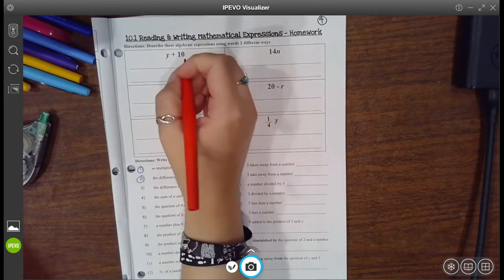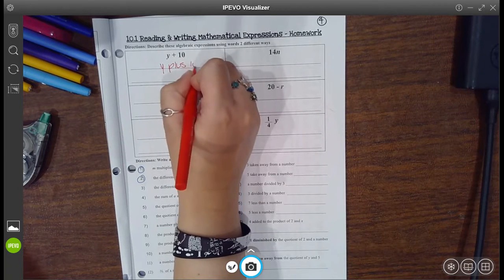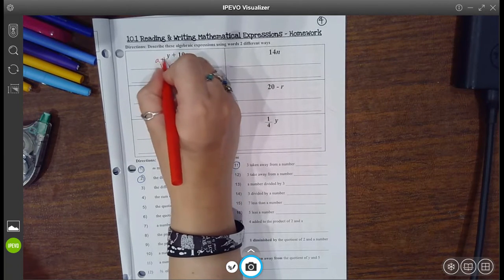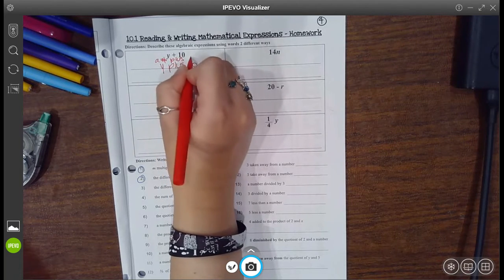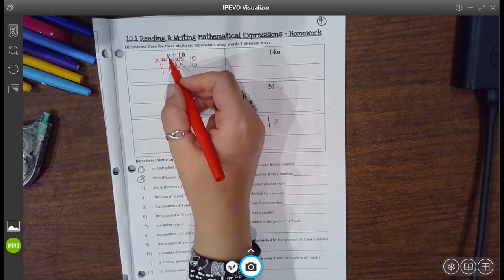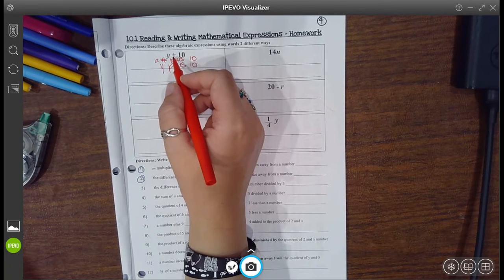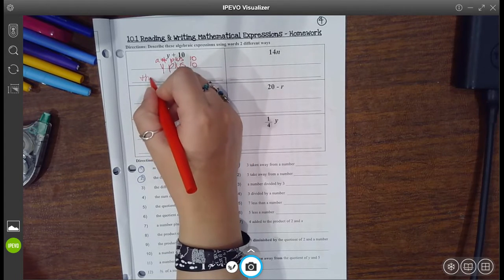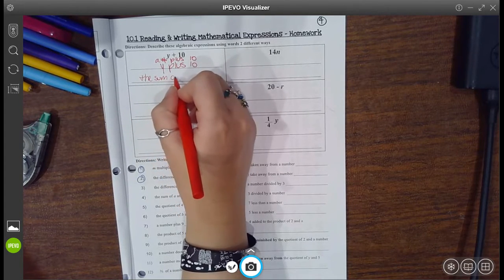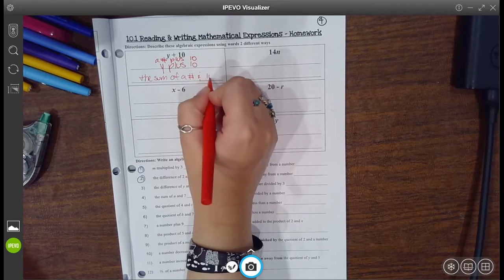For instance, for this one, it could be as simple as y plus 10 or a number plus 10. You don't even have to write y. You could represent it as a number, and they just happen to use the variable y to represent the number. Another good one for plus is sum. So, the sum of a number and 10.